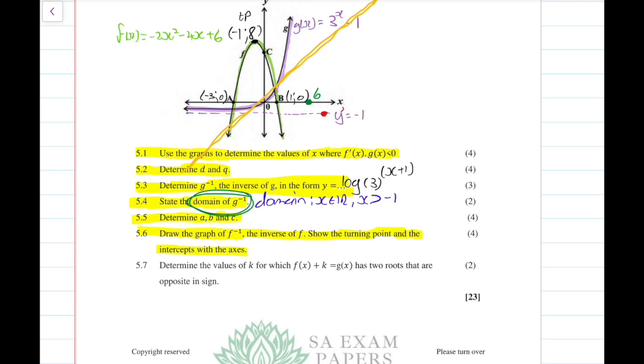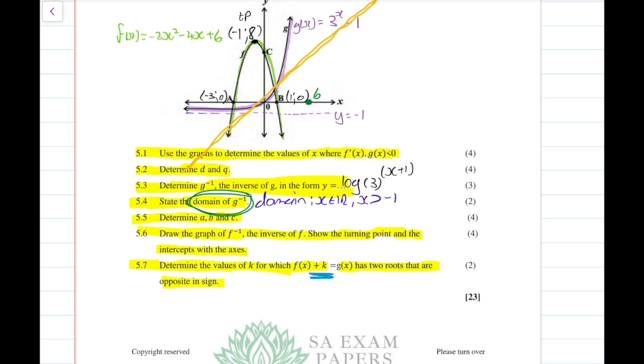So that's the sketch. I see the next question deals with the root, so I had to take that away. It says determine the values of k for which f of x plus k is equal to g of x has two roots that are of opposite signs. So what they're saying is that our roots must be of opposite signs, which means how must we shift this graph, right? Because this is talking about a vertical shift here. How can I shift my parabola such that this new graph always has roots of opposite signs? Right now it has opposite signs. It has minus 3 and 1, so the intercepts are positive and negative.